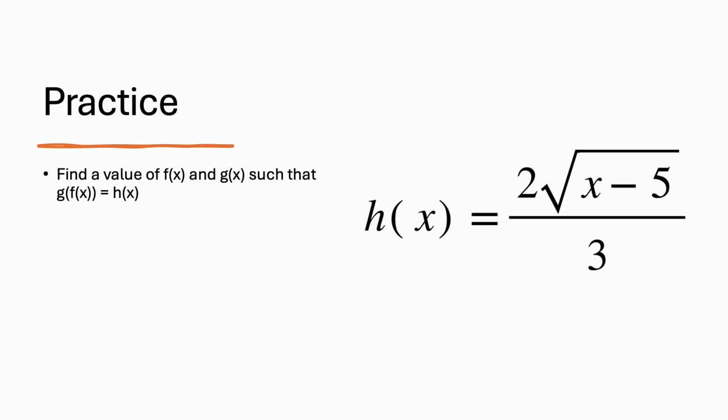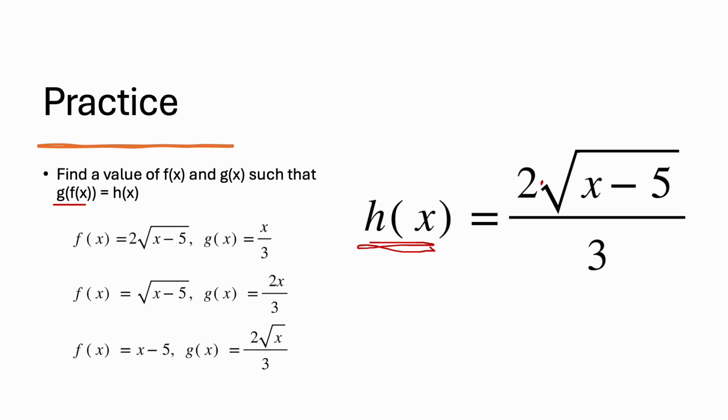Okay, so let's do some practice. So let's say we have this function h of x, which is a composition of g of f of x, and it's equal to 2 times the square root of x minus 5 over 3. So there are a couple right answers here, so just pause the video, see if you can figure out what it is, and then get back.